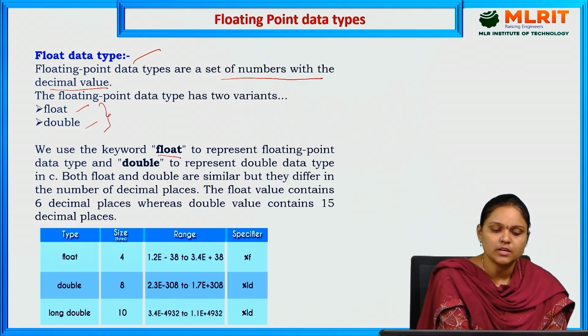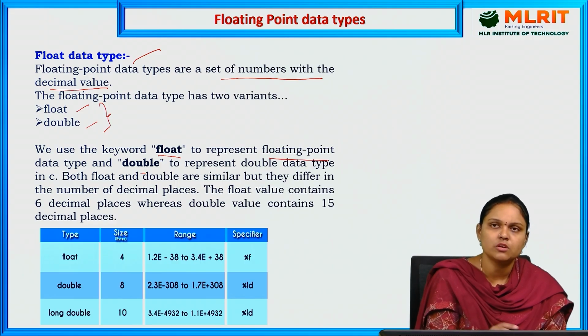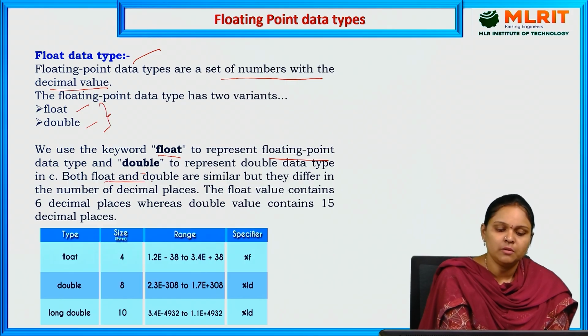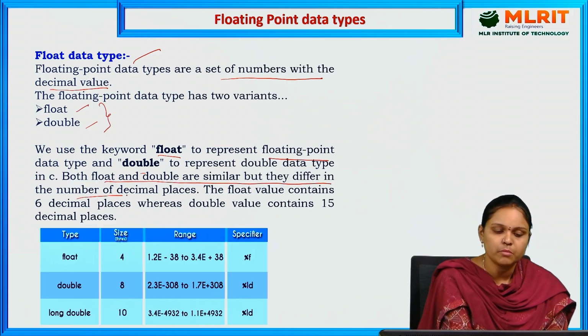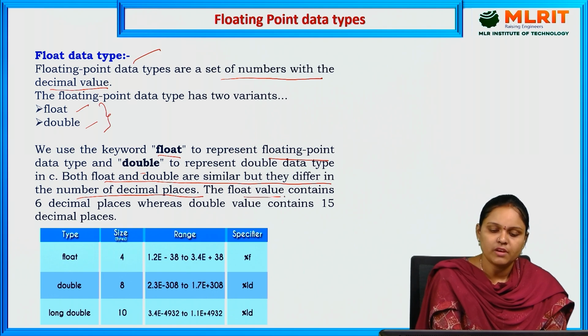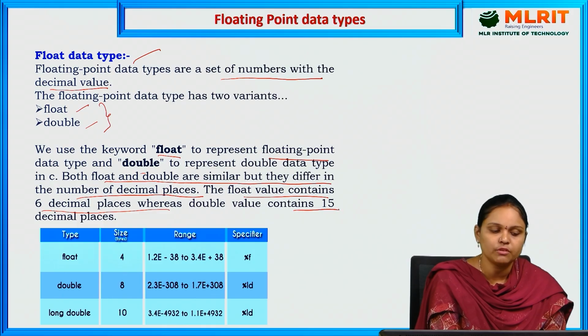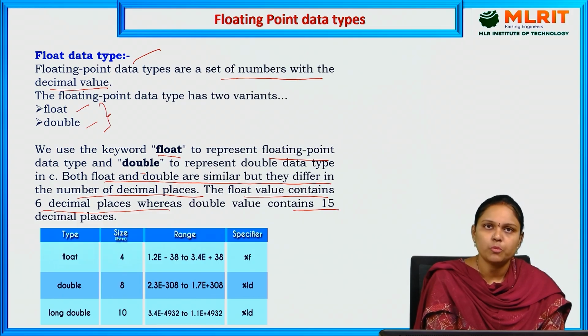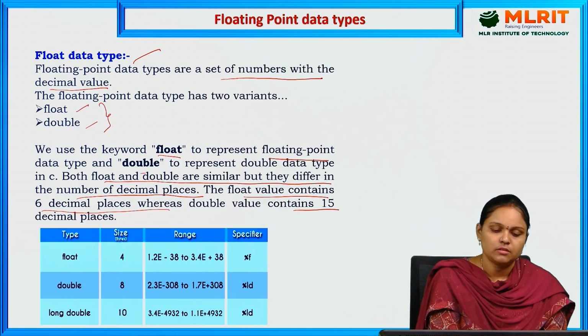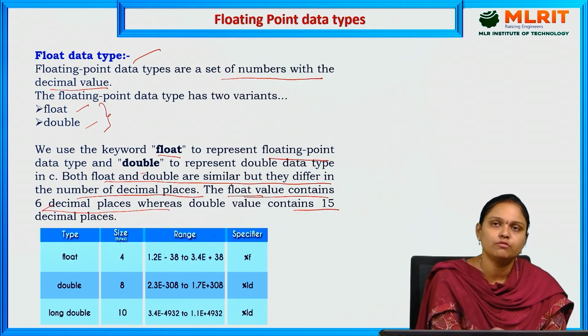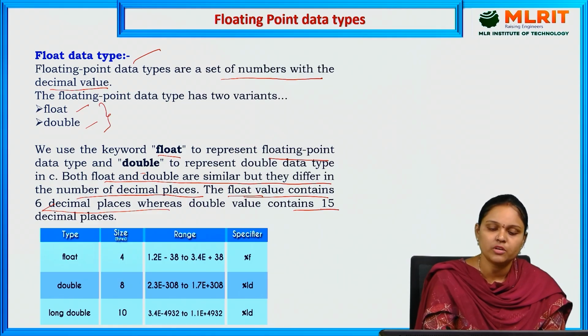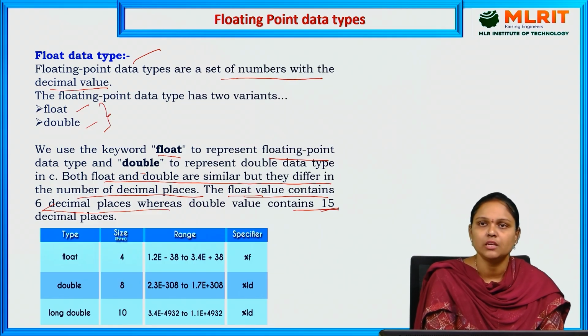We use the float data type to represent floating point values, and double is also used to represent floating point values in the C language. Both float and double are similar, but they differ in the number of decimal places. The float value contains 6 decimal places, whereas the double value contains 15 decimal places. So after the point, with float we get 6 decimal places, and with double we get 15 decimal places.